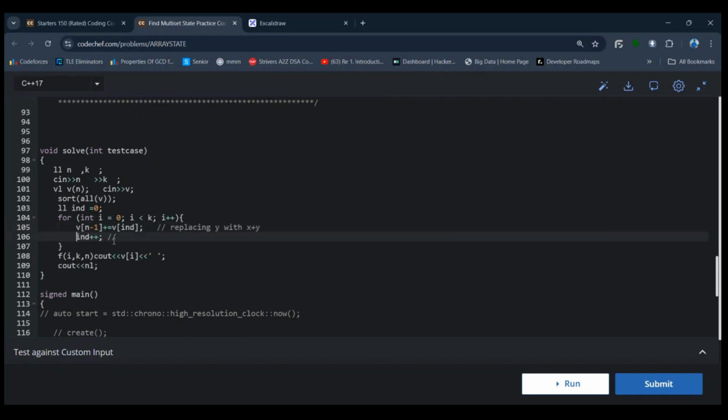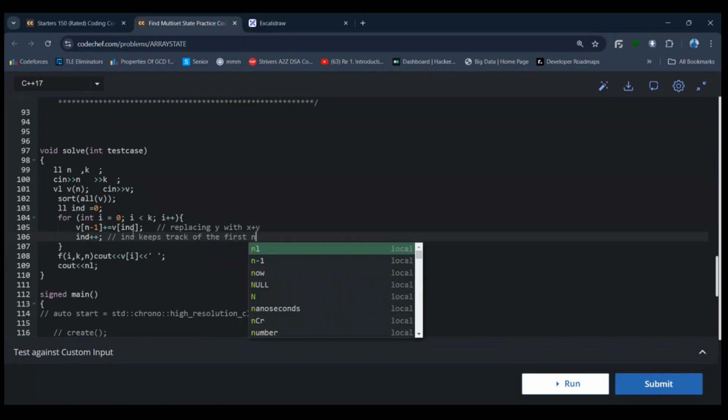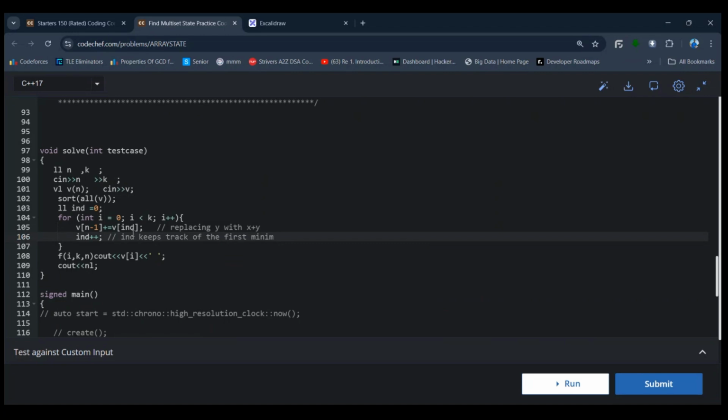And lastly, I can print all the elements from the kth index to n, right? And this index keeps track of the first element, the first minimum element of the new array.